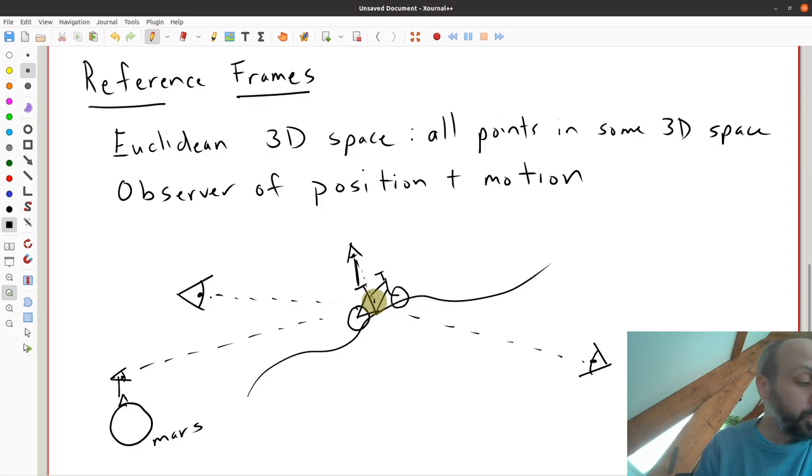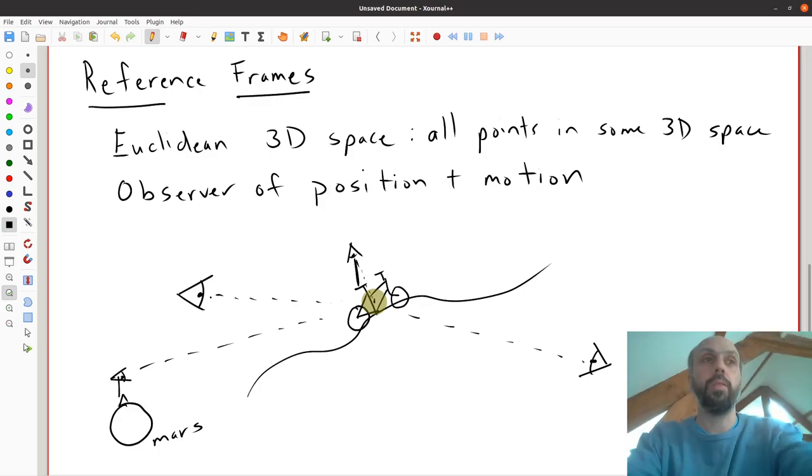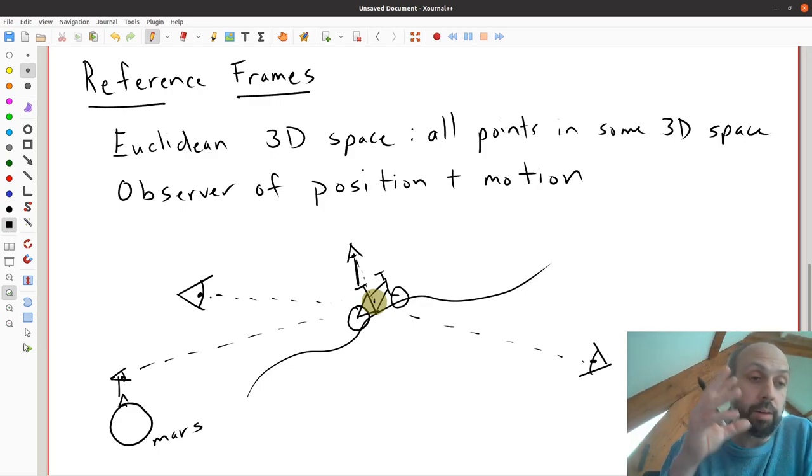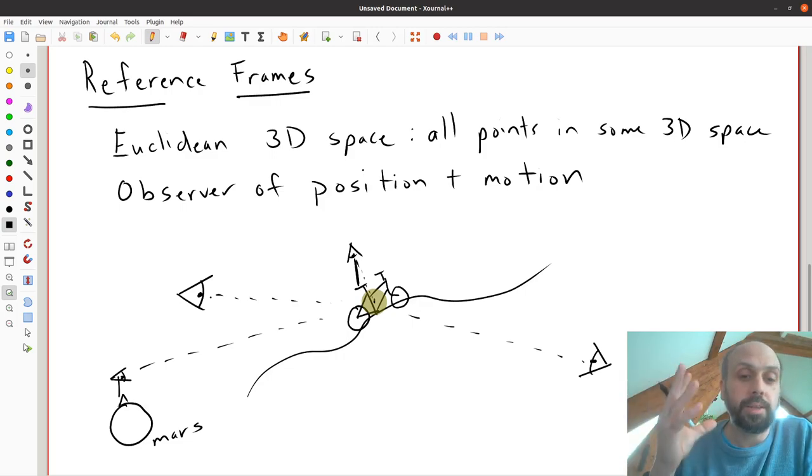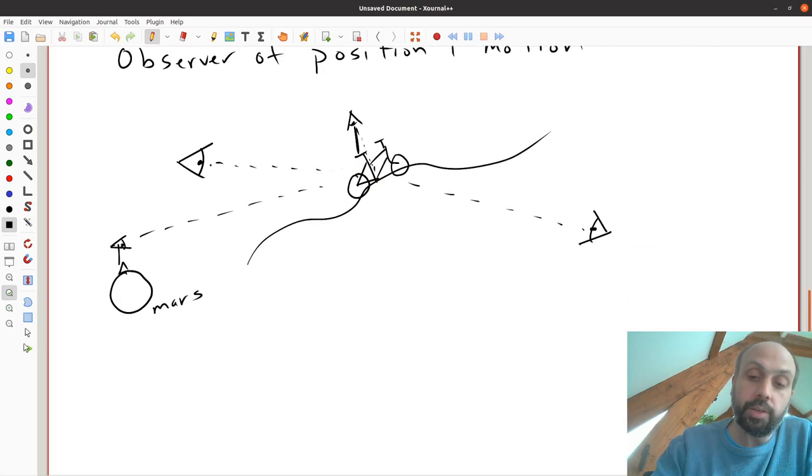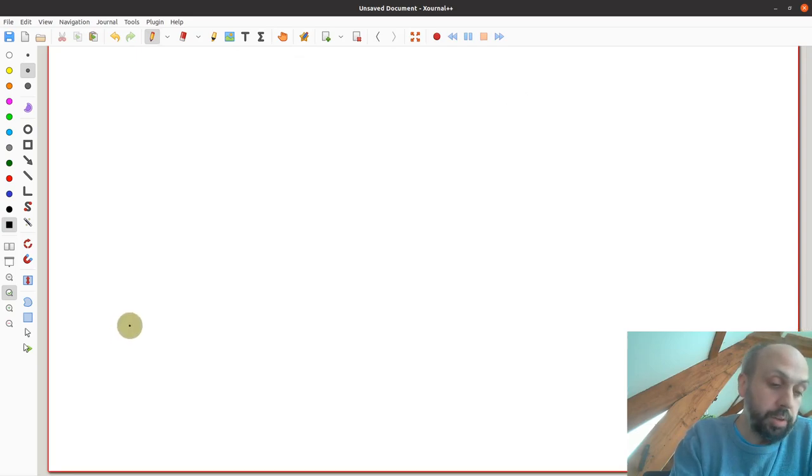So we have an observer, and each observer has all of these points in the Euclidean 3D space fixed to their eyeball. So if I think about all the points that my eyeball sees, and that they're sort of fixed to my eyeball, we can consider all of those points attached to my eyeball a reference frame. So it's a frame of reference that I observe any kind of other objects in that space. All right, so that's the way I like to think about this idea of a frame of reference or reference frame. But each one of these observers sees the motion, or can see the motion, differently.